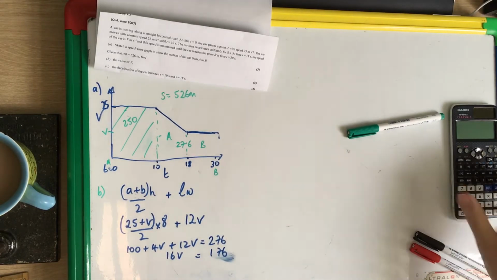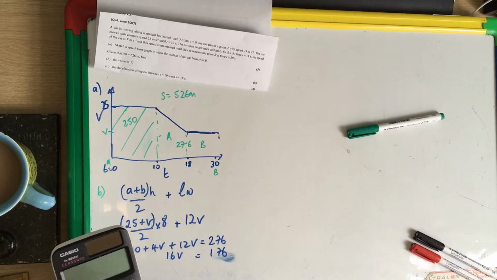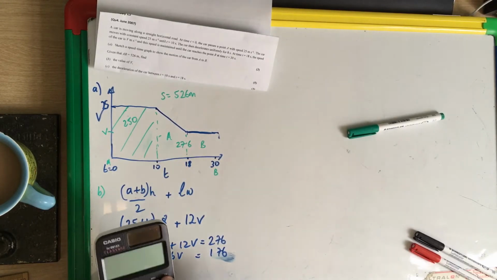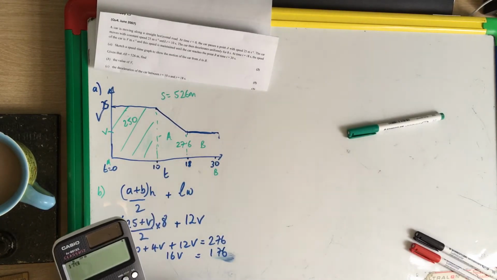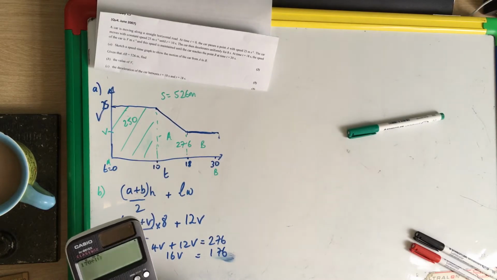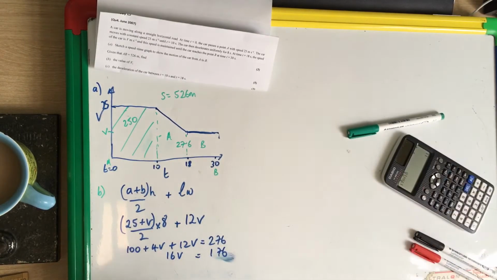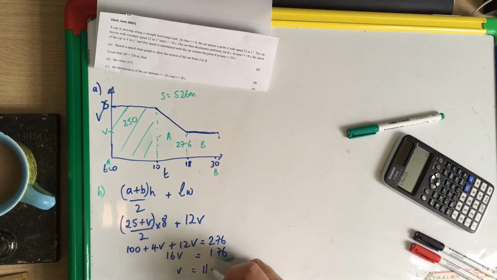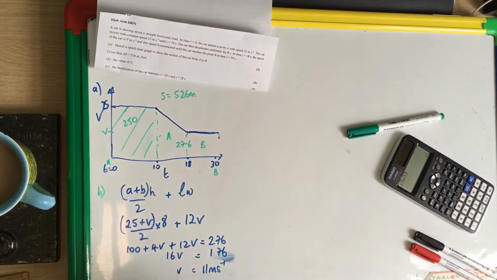And then if I get my calculator and do 176 divided by 16, that's going to go nice, isn't it? 16 is 11, so the velocity is 11 meters per second. Okay, and the last one, the deceleration.